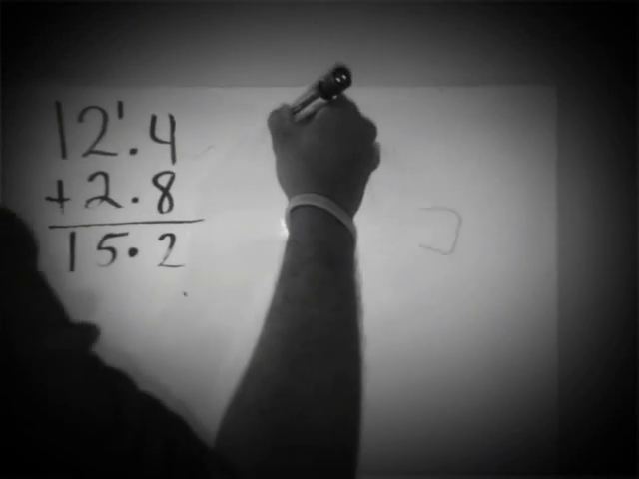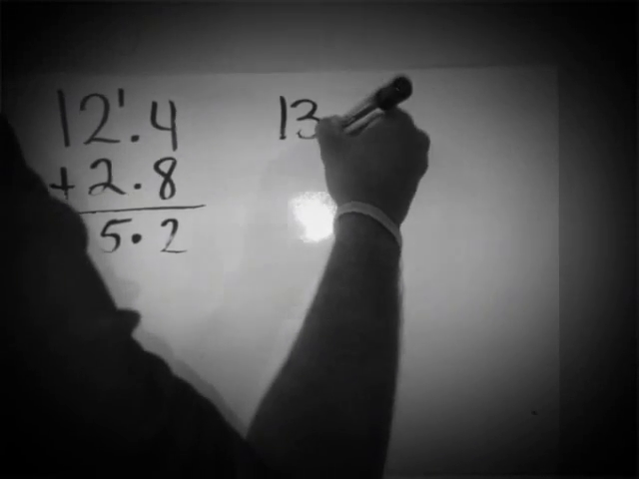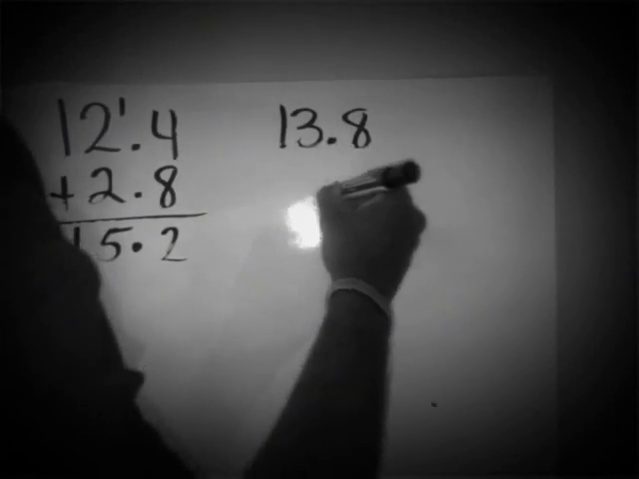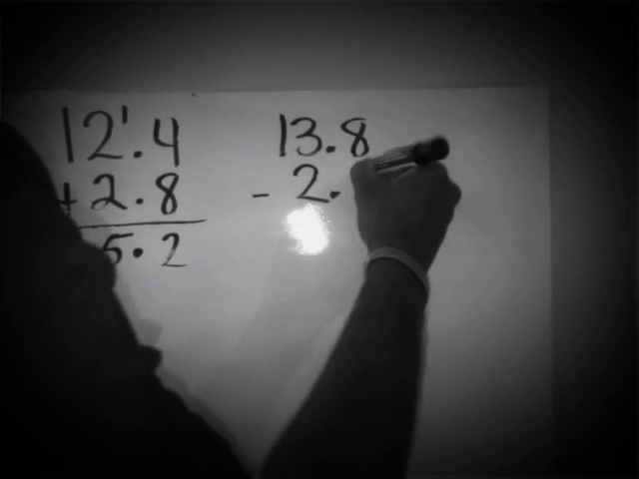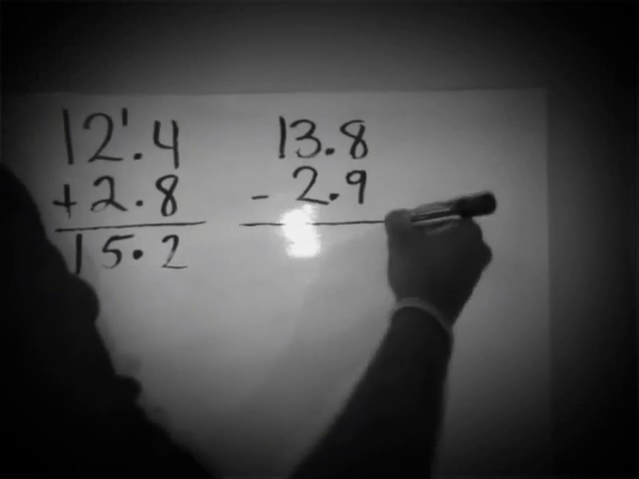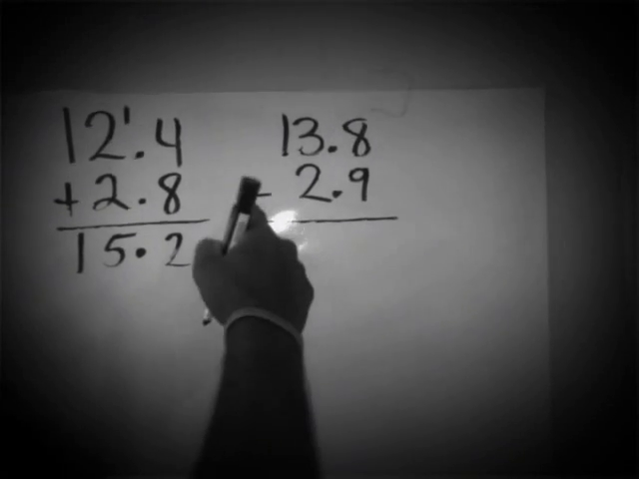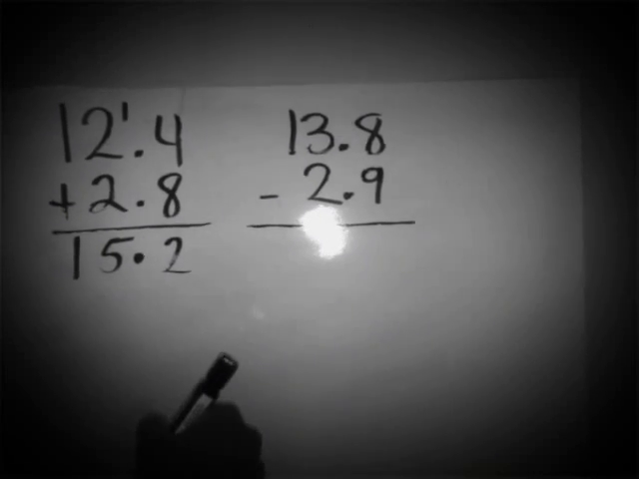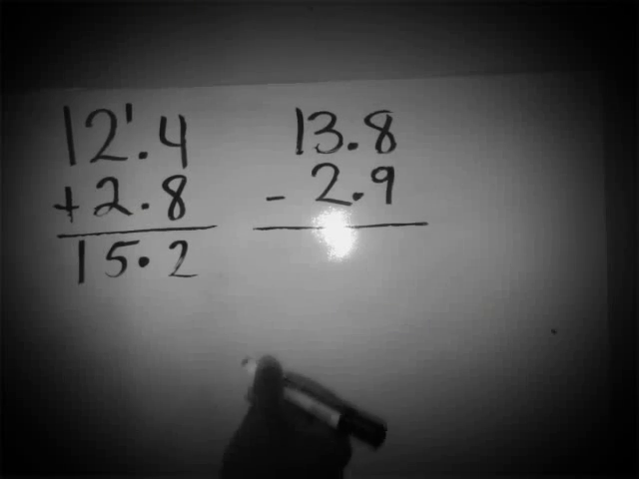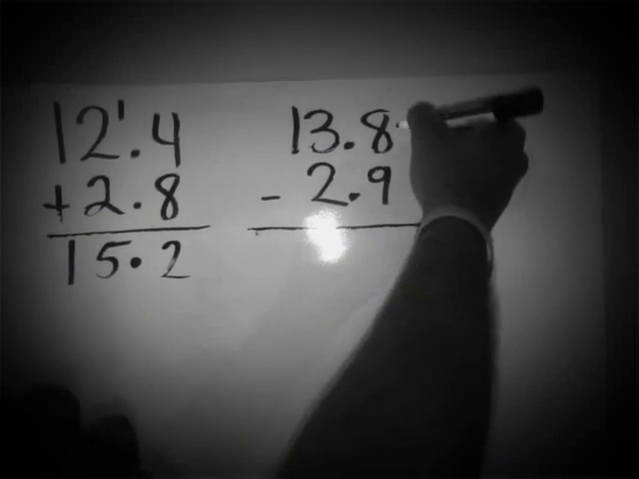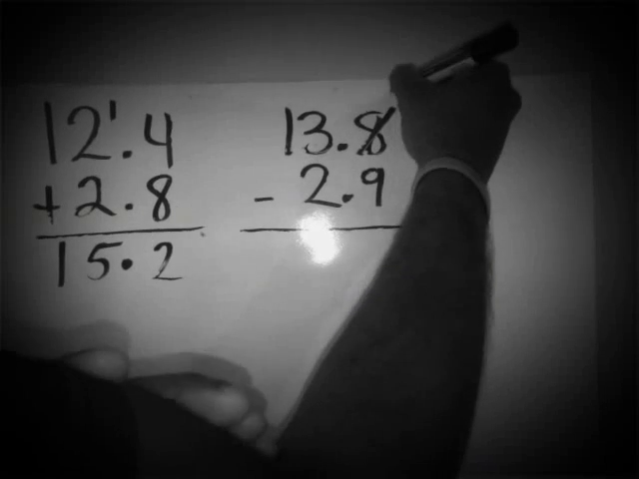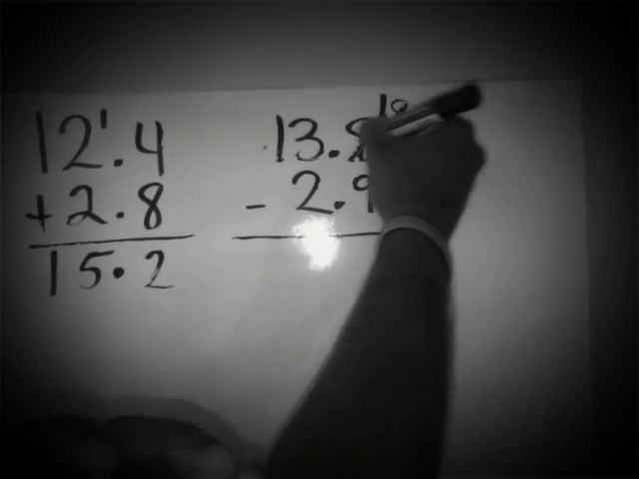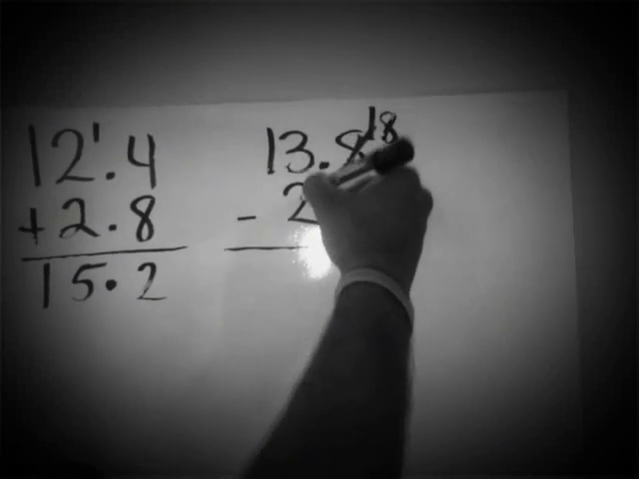Let's say we go with 13 and 8/10 minus 2 and 9/10. Okay, with subtraction, you have to verify if you have to regroup first. So in this case, we do have to regroup because 8 minus 9 cannot take place. Therefore, you're going to add 10 to 8, and it's going to now become 18.